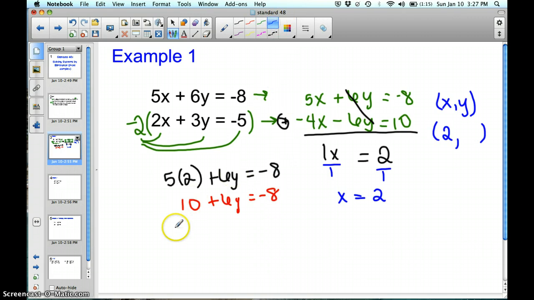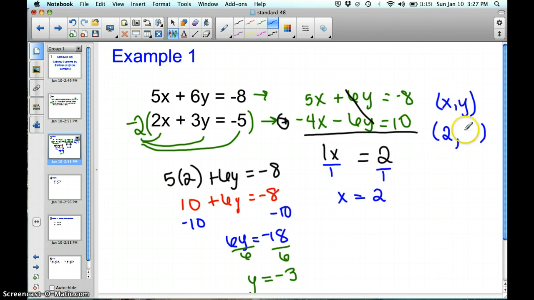We're solving for y, so I'm going to subtract 10 on both sides. I would get 6y equals a negative 18. And then last step, divide by 6 on both sides. So I would get y equals negative 3. Okay, so we have our y value. Now I'm just going to put that back in my point. So my solution to my system is the point (2, negative 3).